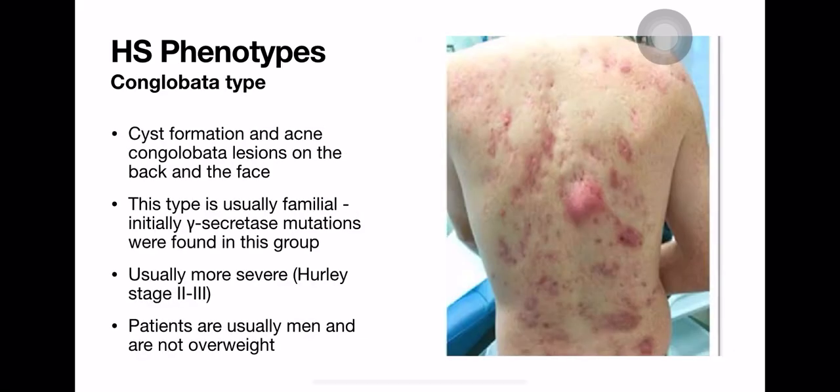Next would be the conglobata type. So it consists of cyst and acne conglobata primarily on the face and trunk in men who are not overweight. This type is also usually familial. Gamma secretase mutations were found in this group, and they are usually found to have a more severe Hurley classification.